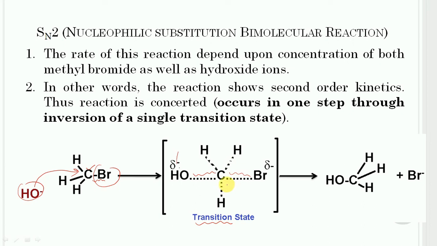In this case, the carbon of the transition state is sp2 hybrid, and all the bond angles are equal to 120 degrees. And in this case, the C-OH bond is partially formed, while the bond between carbon and bromide is partially broken.